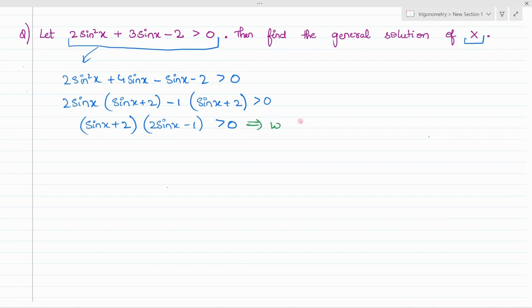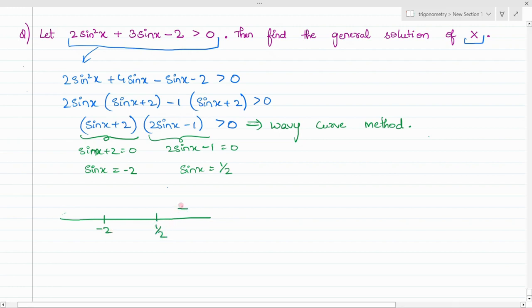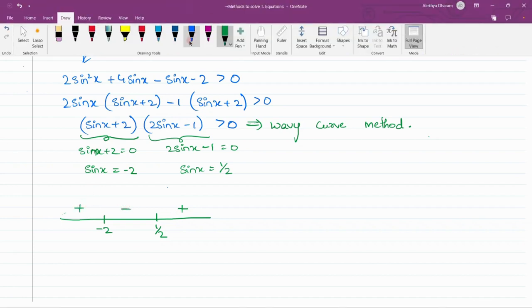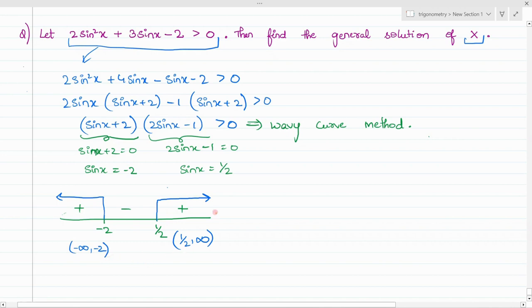Now you can solve this expression using the wavy curve method, which we have already learned in the quadratic equations chapter. The first step in this method is to find the critical points. How to find the critical points? Equate sin x plus 2 equal to 0. You will get sin x as minus 2. So this is one critical point. Now equate the other factor with 0. You will get sin x as half. So this is one more critical point. On the number line, mark these two critical points, minus 2 and half, and mark alternate plus and minus signs. All the values which have plus are the solution for this expression, that is half to infinity and minus infinity to minus 2. So these are the solutions for this equation.